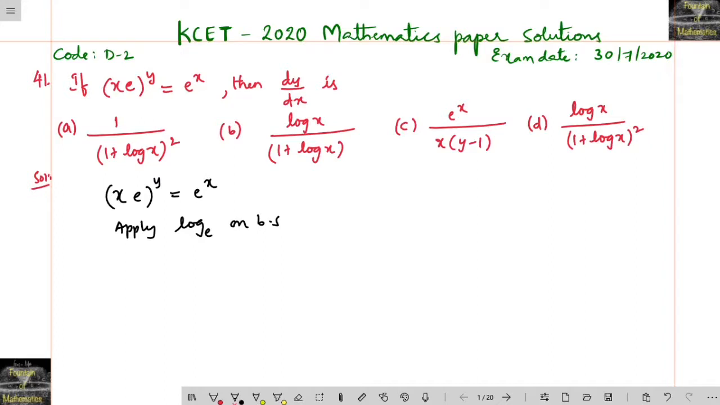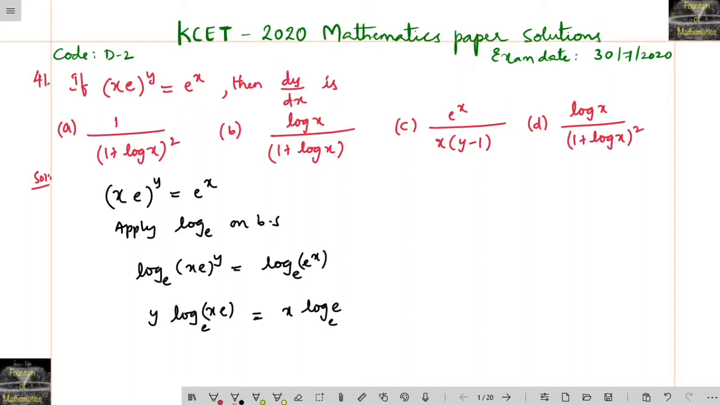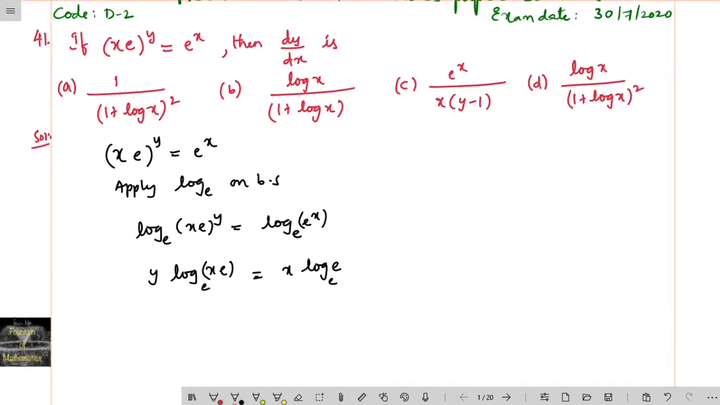So we'll be getting log e of x e whole power y is equal to log to the base e of e power x. So this we can write as y into log of x e to the base e is equal to x into log e to the base e. Since log e to the base e we can take as 1.